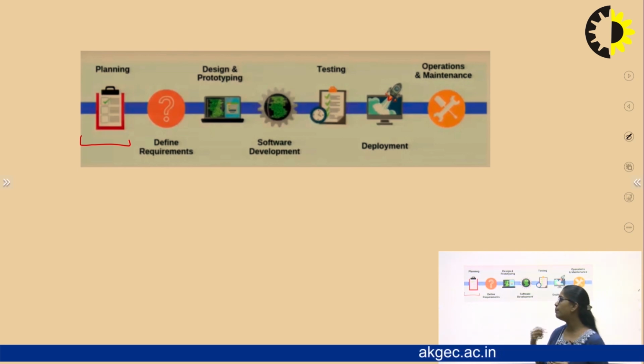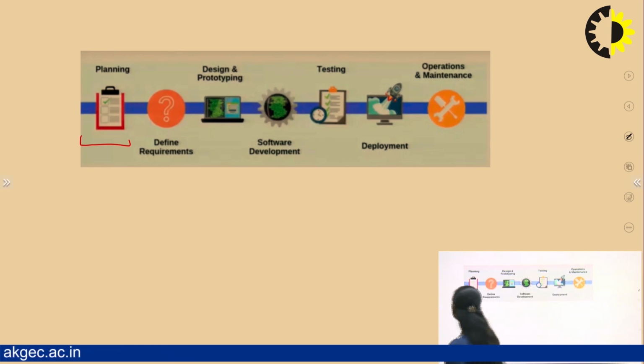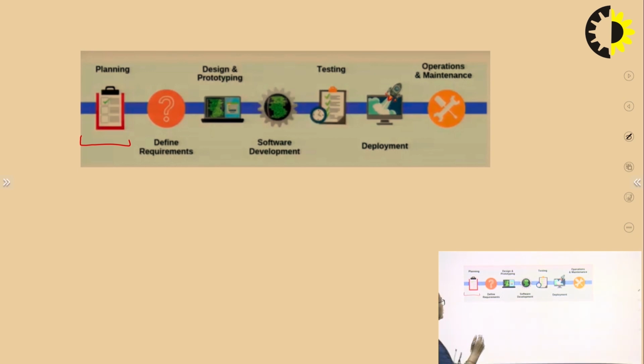First, we have to plan the software. What are we going to design? What are the necessary requirements? What are the particular steps involved in this software? So the very first step of any software evolution is planning. First, we have to plan our project.